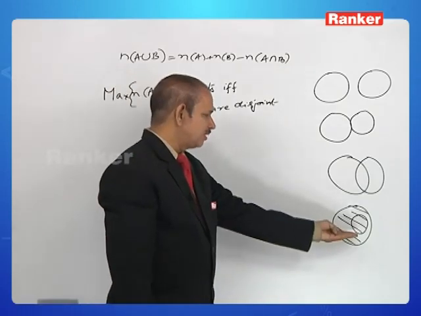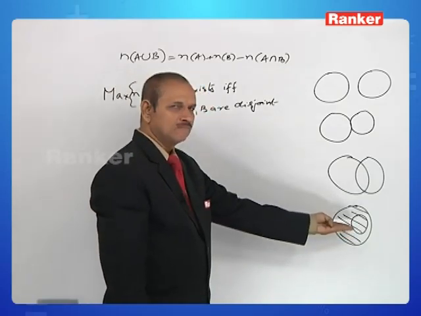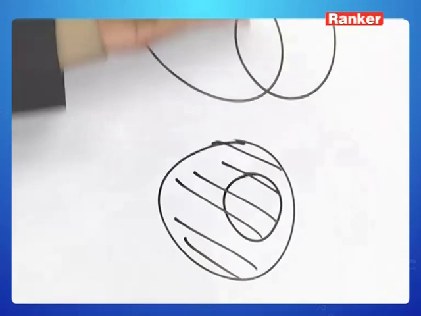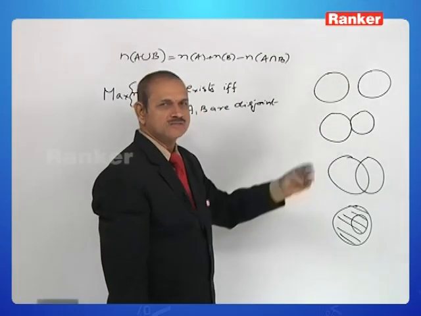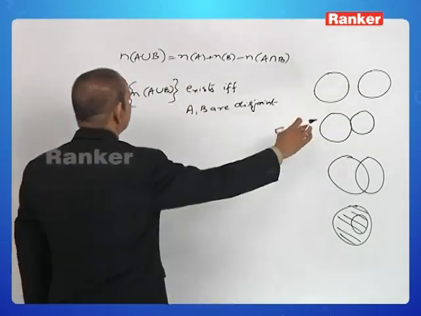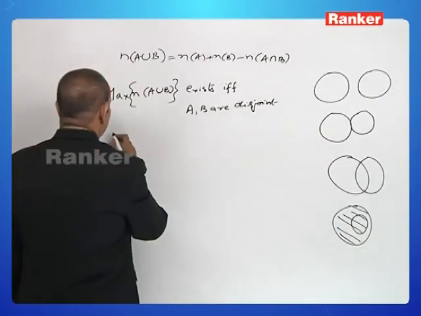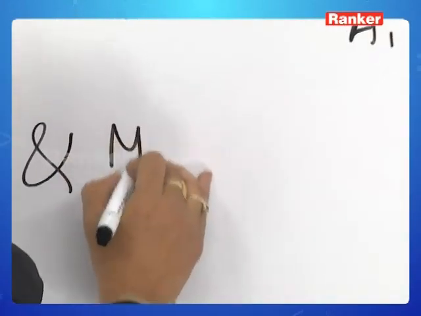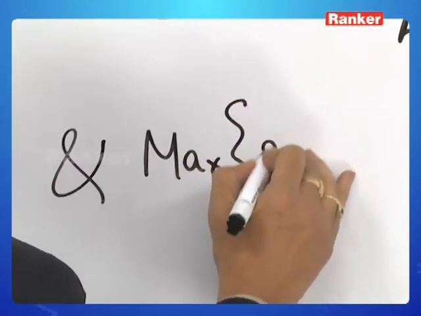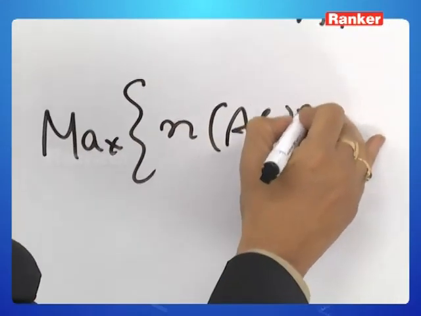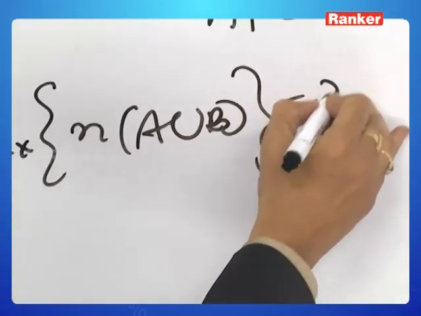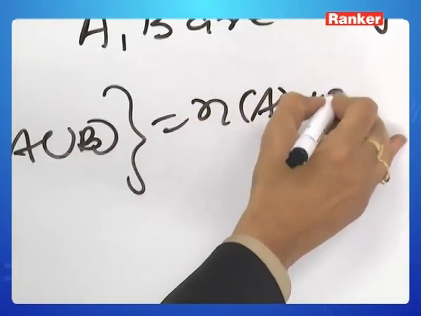Minimum number of A union B somewhat increases, somewhat increases, somewhat increases, full increase. So this is the maximum number of n of A union B. And the maximum value of n of A union B is equal to n of A plus n of B.